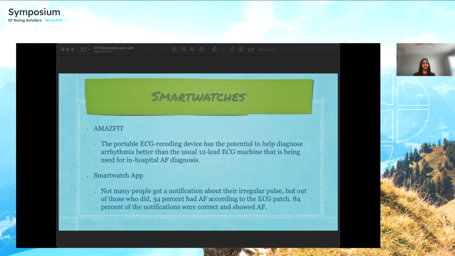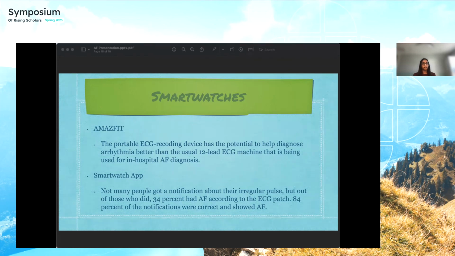Our last home-based ECG technology I will compare are the smartwatch devices. I compared a smartwatch app for AF diagnosis and a watch called Amazfit. In a study conducted to assess the Amazfit watch, it was found that the device has the potential to help diagnose arrhythmia even better than the usual 12-lead ECG machine used in hospitals for diagnosis.